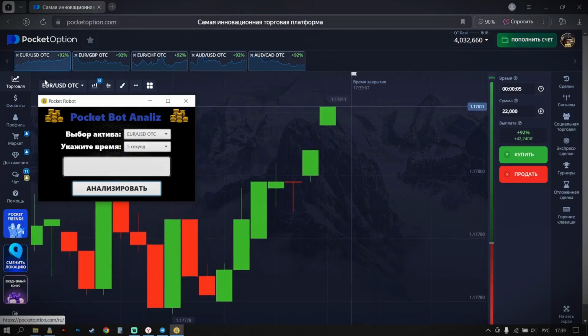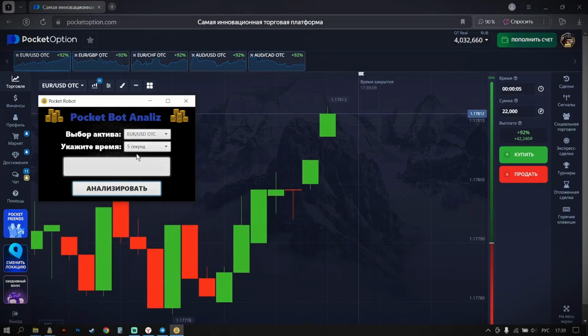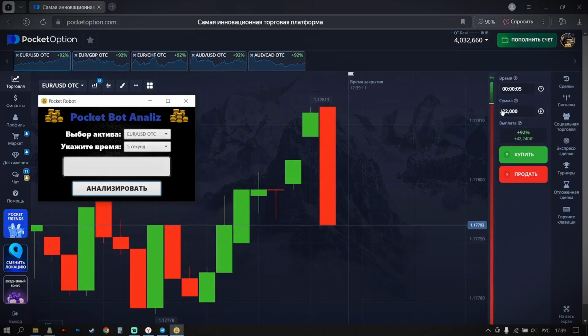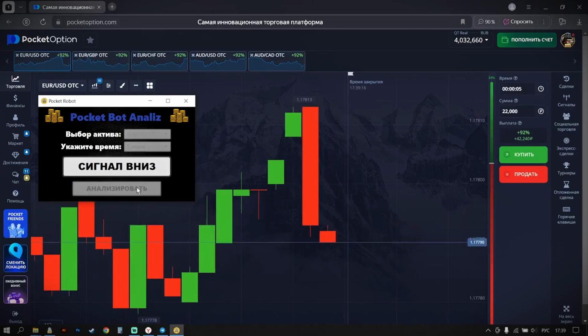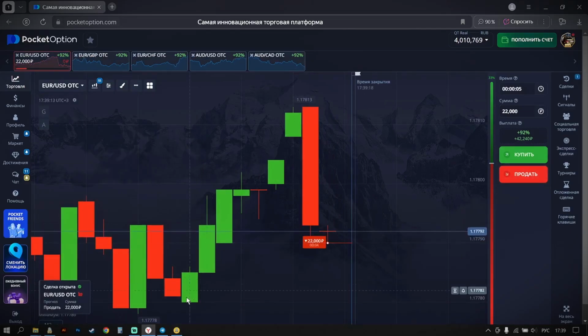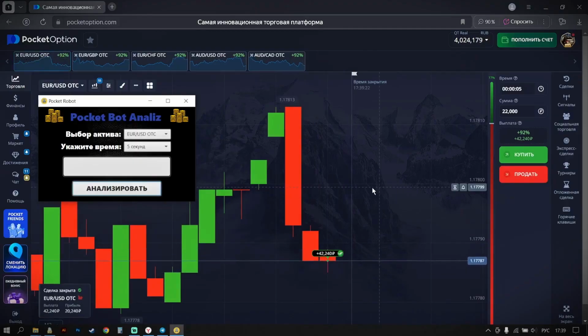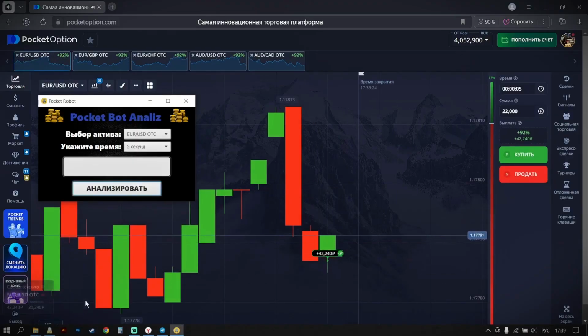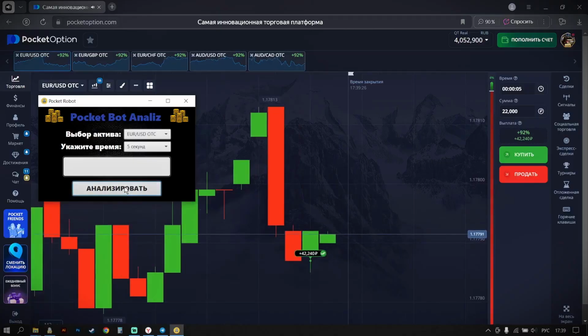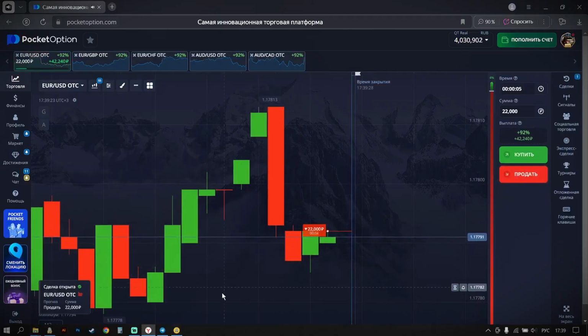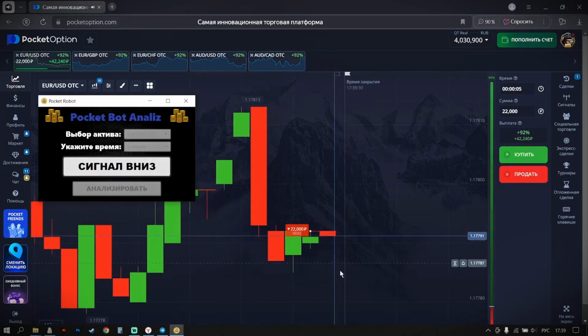I'm trading on the Euro-Dollar OTC currency pair with a time frame of 5 seconds. These are the settings in the robot. The initial deal amount is 22,000 rubles. In the robot, we press the analyze button, receive a signal for a decline, the deal is opened, and we wait for the result of our deal. The trade closes in profit and the net profit amounted to 20,000 rubles. And continuing trading, signal to go down, trade is open, and we also wait for the result of our trades.